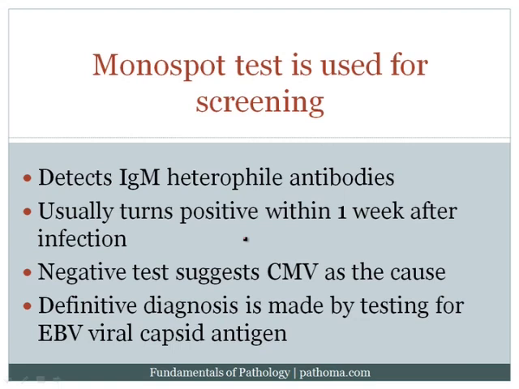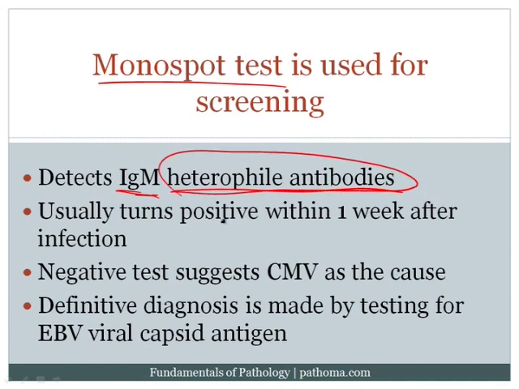When a patient is suspected to have infectious mononucleosis, we screen for the disease via the monospot test. The monospot test is interesting because the basis of this test is that it detects IgM heterophile antibodies. What are heterophile antibodies? Hetero means other and phile means loving. These are antibodies that have an affinity to bind red blood cells from another animal. For example, patients who have mono will develop IgM against sheep red blood cells or horse red blood cells. And it's these antibodies that can be detected using the monospot test.